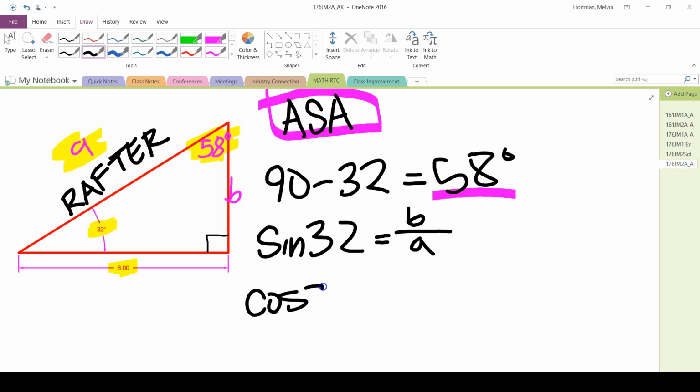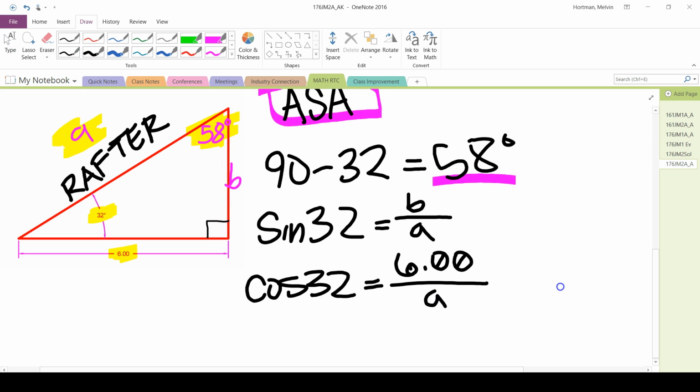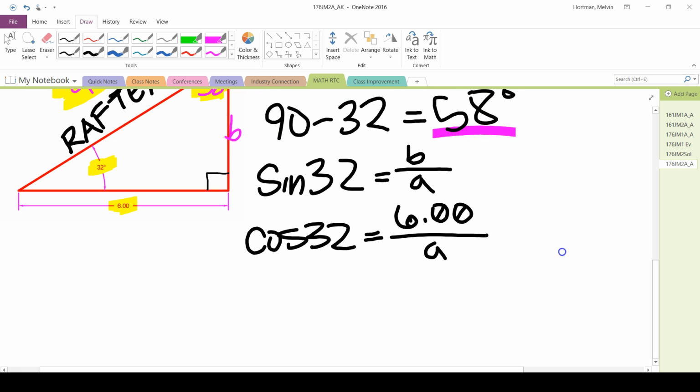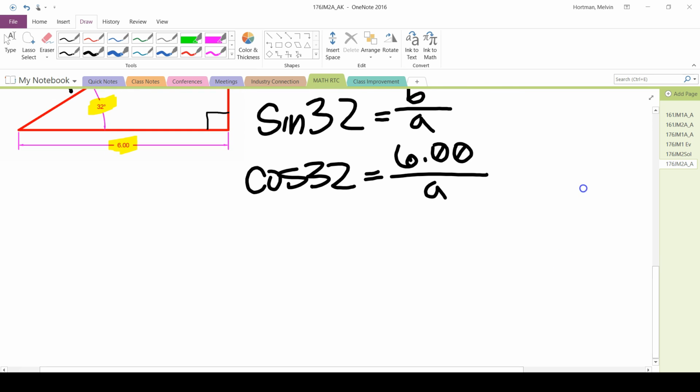Let's try cosine of 32 degrees. So here we have the adjacent, that's going to be 6 over our rafter length of A. Hey, this is going to work out for us. We found one that works. Let's just hit it and run with this one, huh?